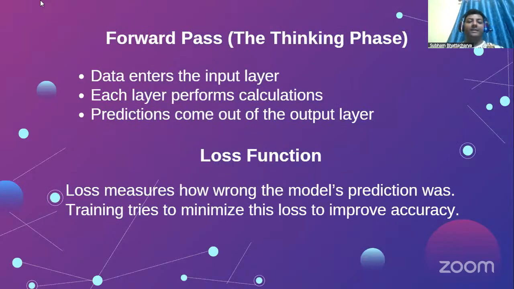In the forward pass, we enter the data in the input layer. Each layer performs the calculations, and the prediction comes to the output layer. The loss function is for when we are doing something wrong or following wrong suggestions. We can minimize the error in training by the loss function.